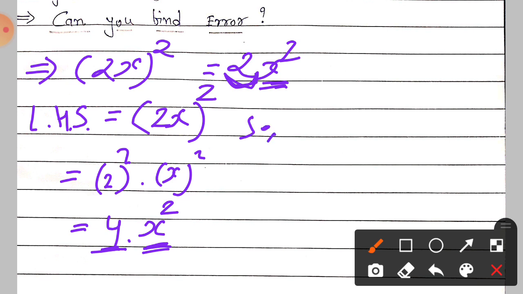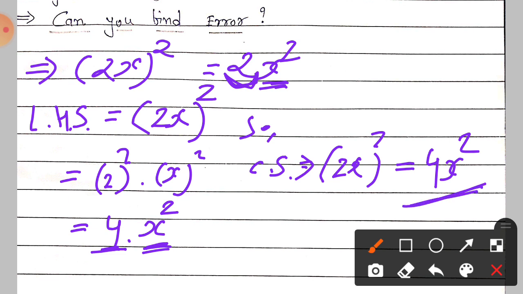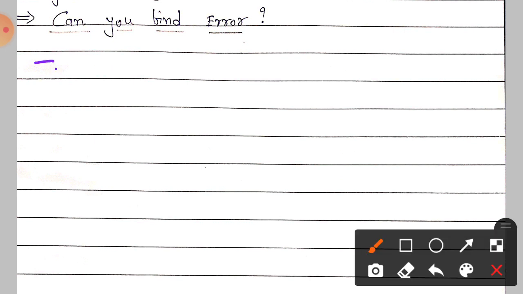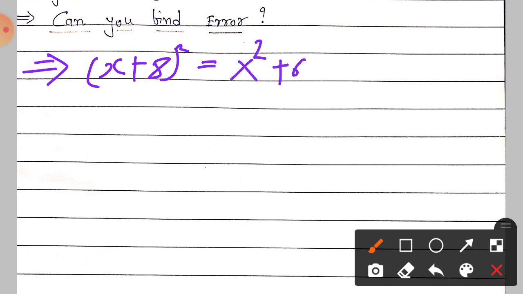Correct statement, 2x whole square is equal to 4x square. That's your answer. Let's take another example. X plus 8 whole raised to 2 is equal to x square plus 64.